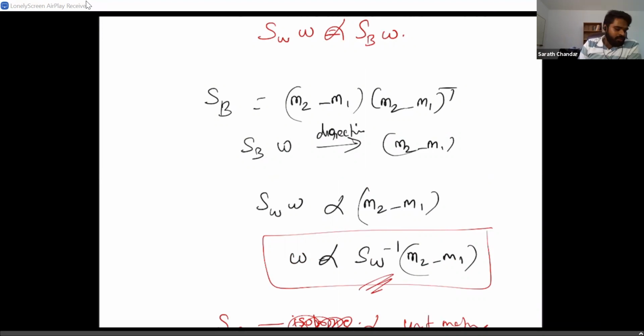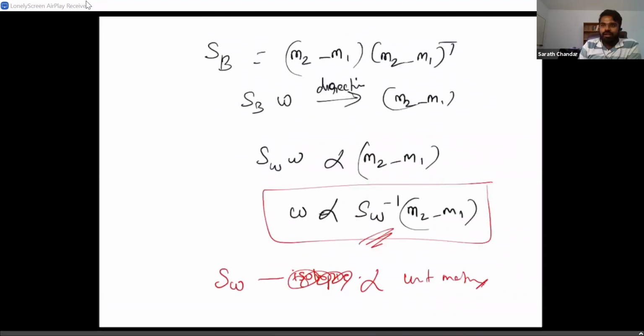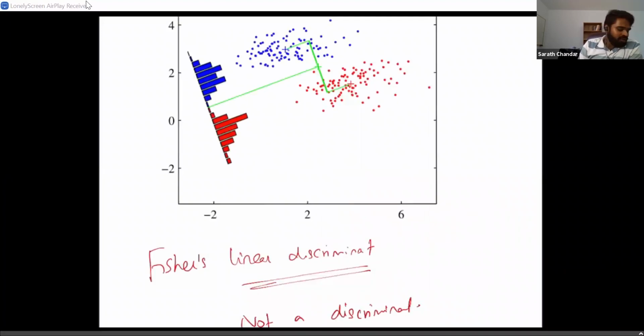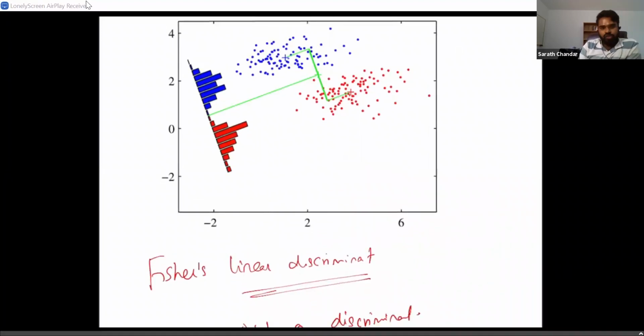Okay, so maybe before we conclude, we also want to ask a question: how can I use this LDA to do classification? So let's go back to this picture. Once you project it to the base, like the histogram space that you see here, we want to come up with a decision boundary such that the data to the left of the decision boundary is, let's say, blue, and to the right is red. So how can we do that?